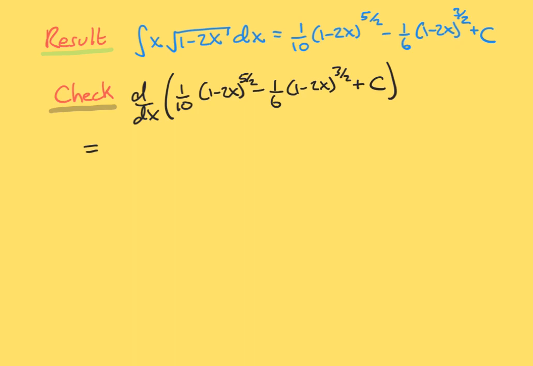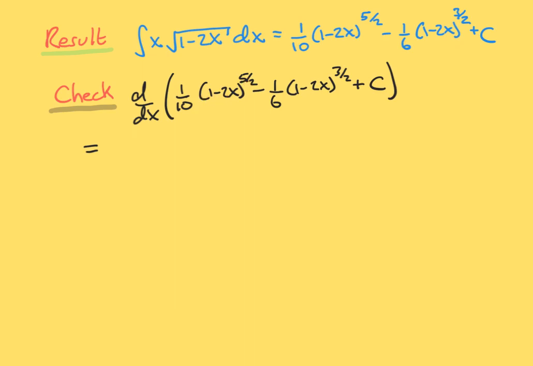So on this slide, I want to look at our claimed result and verify it by differentiating this and showing that we obtain our original integrand. So here is the derivative of what we have obtained by integration. So we look at this term first. We have 1/10 times this to the power of 5 halves.